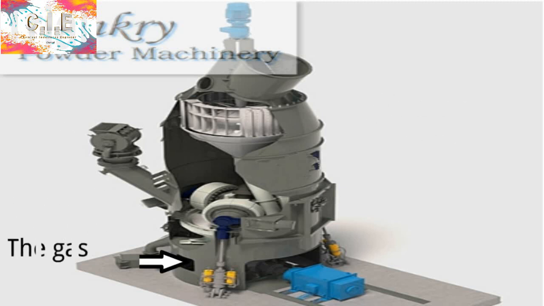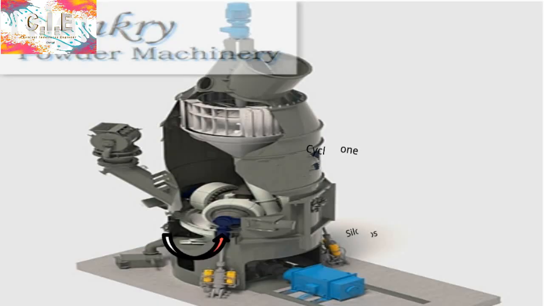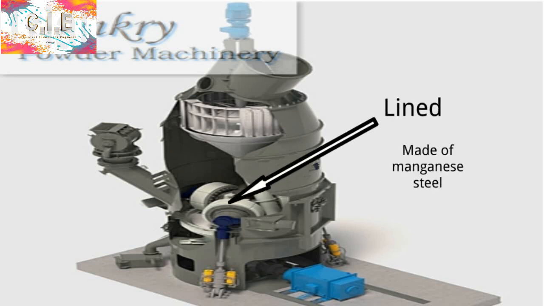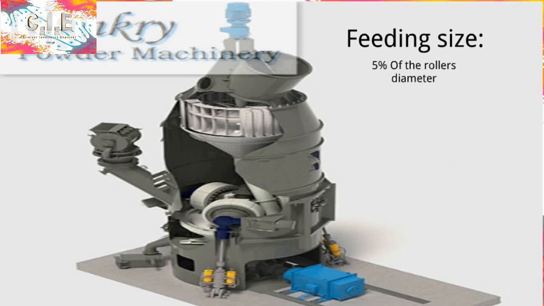And then the gas is drawn from the bottom of the mill by a fan and takes the products to the separator, where fine products go to the cyclone and then to the silos, and coarse products go back to the mill for regrinding, while the residual passes by a scrubber to refeeding. The rollers and table are lined with replaceable liners made of manganese steel. Feeding size of the vertical mill is about 5% of the roller's diameter.